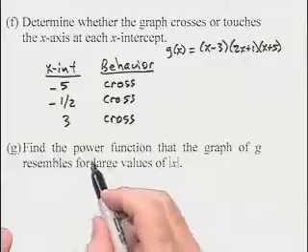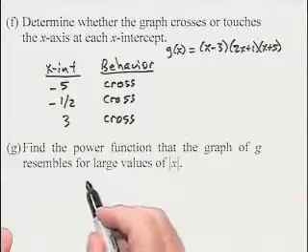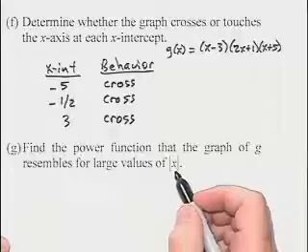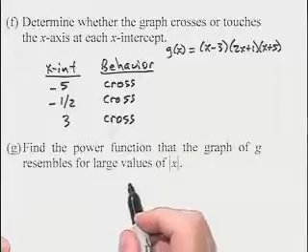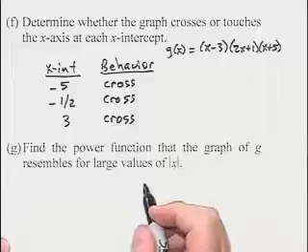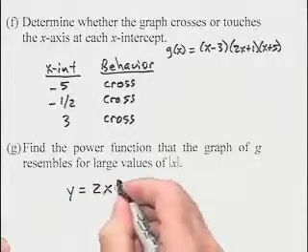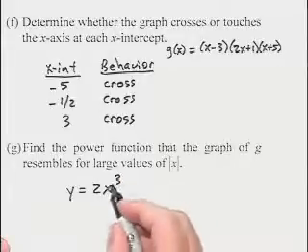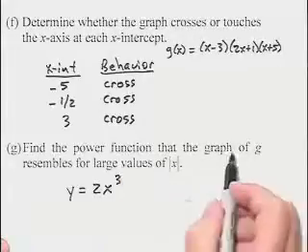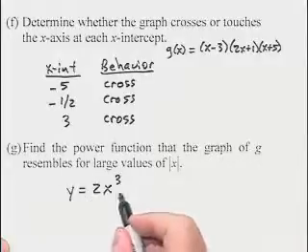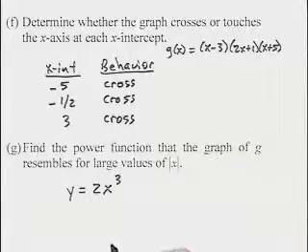In Part G, we're looking for the power function that the graph resembles for large values of the absolute value of x. The power function is given by the term with the highest power of x. In this case, we get y is equal to 2x cubed. It's the term in our function with the highest power of x. So the graph of g will resemble the graph of 2x cubed for large values of the absolute value of x. We're just about ready to sketch the graph of our function. Before we do sketch the graph, we'd like to look at the behavior of the function near each x-intercept.